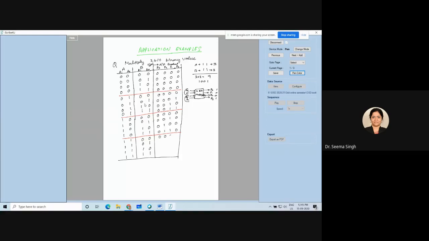3 multiplied by 0 is 0. 3 multiplied by 1 is 3. 3 multiplied by 2 is 6. Now 3 multiplied by 3 is 9, which is 1001.